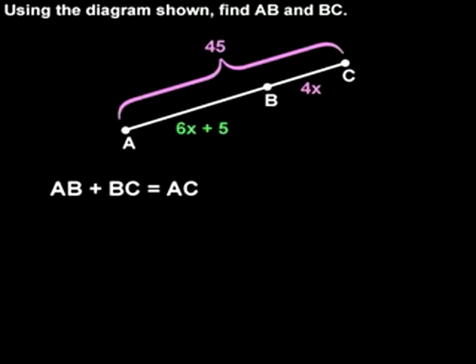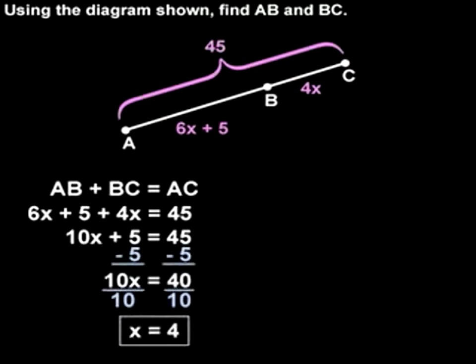Since the length of segment AB is 6x plus 5, the length of segment BC is 4x, and the length of segment AC is 45, we can set up the equation 6x plus 5 plus 4x equals 45. Solving this equation for x, we find that x equals 4.